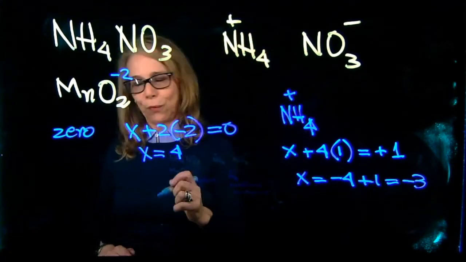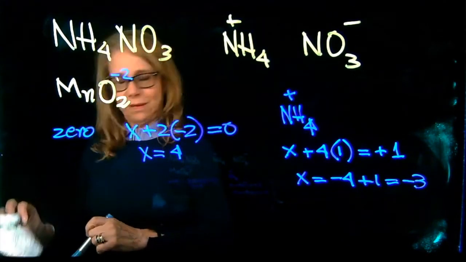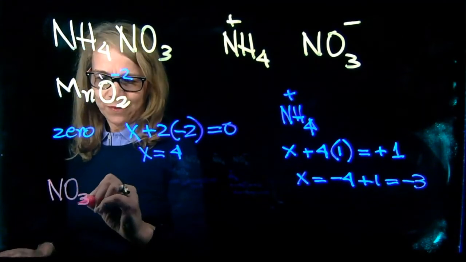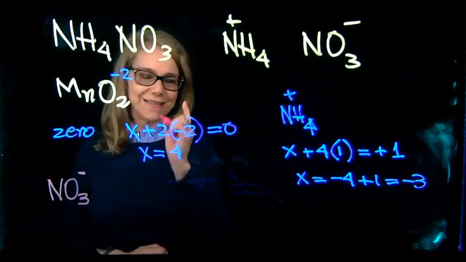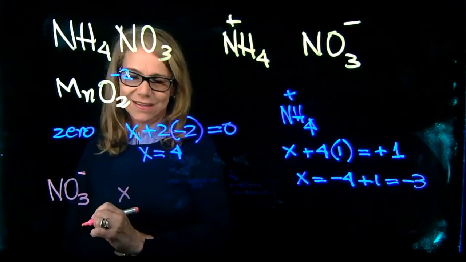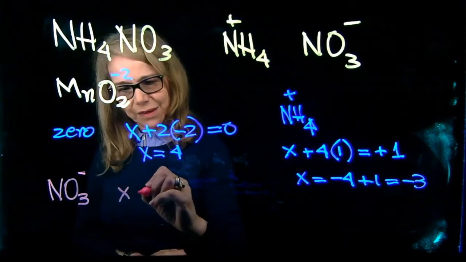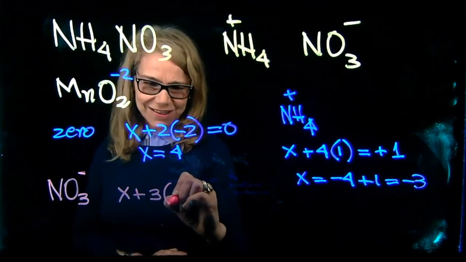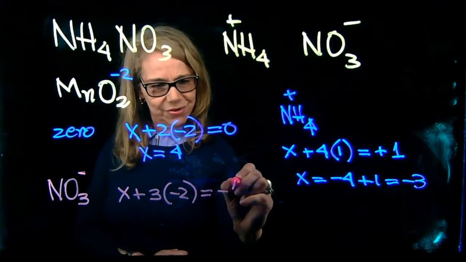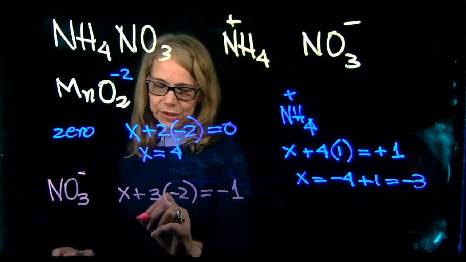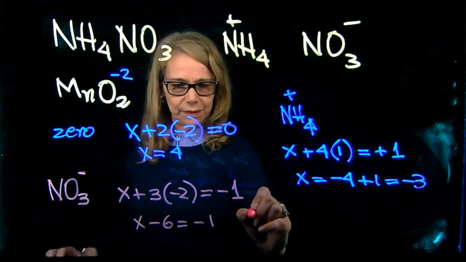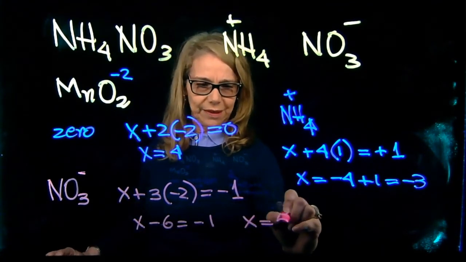Let's do that for the last one, nitrate. In nitrate, the net charge is -1. I don't know the oxidation state of nitrogen, so I'm going to say X. I have 3 oxygens, and in each one the oxidation state is -2, and everything needs to add up to -1. So the oxidation state of nitrogen here is 5.